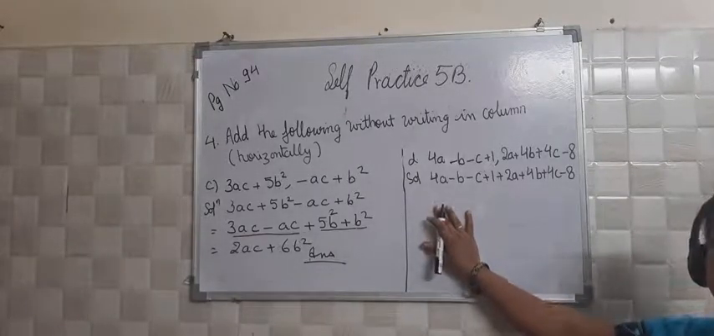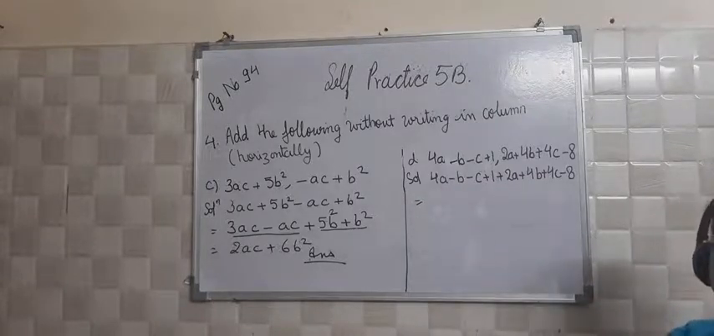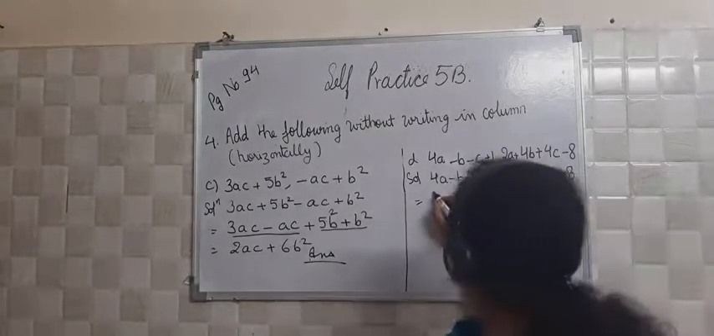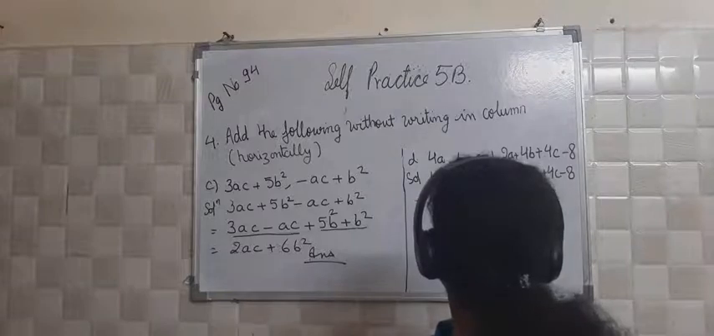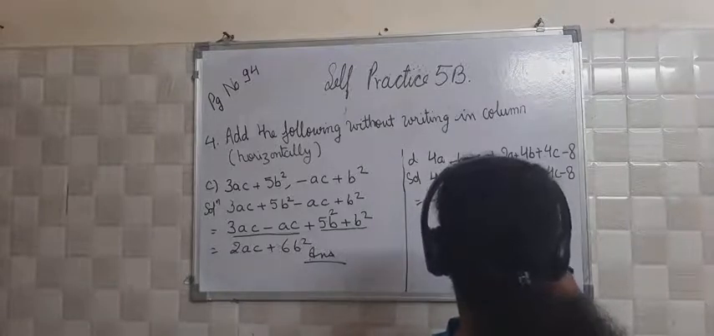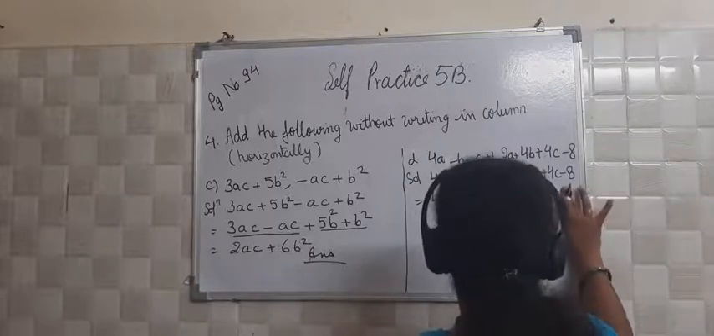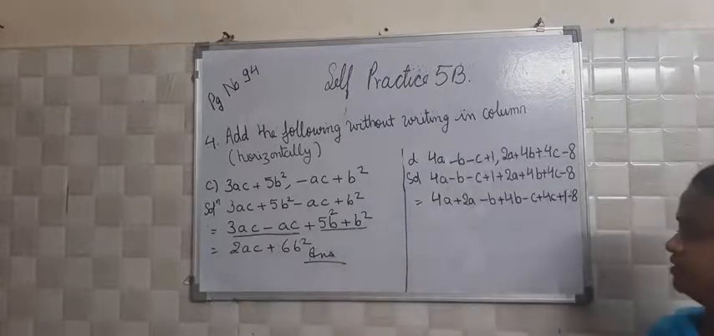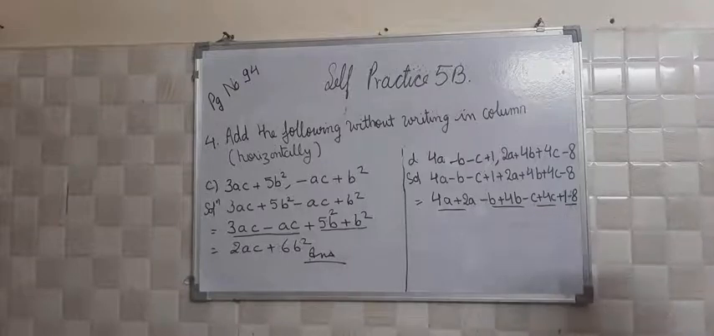As you have removed the comma, what is the next step? You will take all the a together, all the b together, all the c together and all the constant terms together. So 4a plus 2a, minus b plus 4b, minus c plus 4c, plus 1 minus 8. Okay. So now we will solve first a, then b, then c, then the constant term.